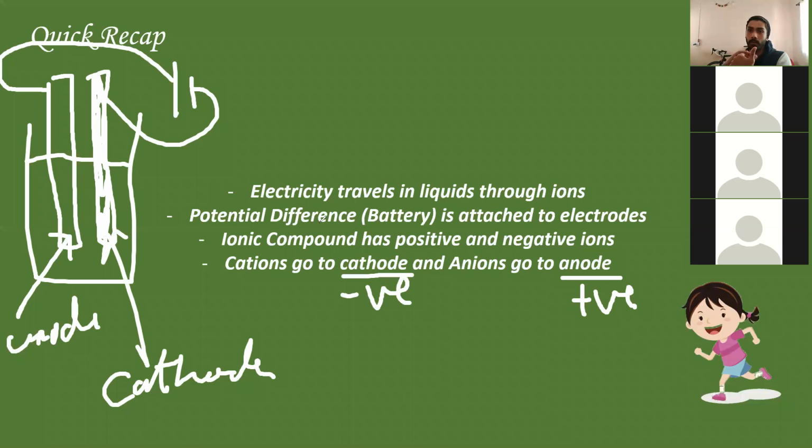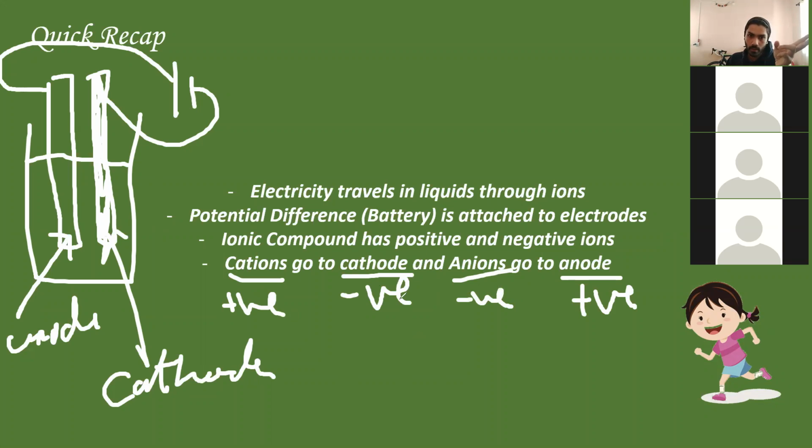The ions which go near the cathode, we call them cations. And the ions which go towards the anode, we call them anions. So always remember that cations will be positive and they will be attracted to cathode, which is negative. And anions are going to be negative, which are going to be attracted to anode, which is positive.